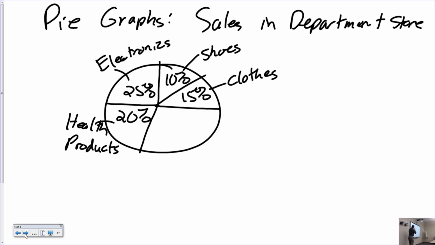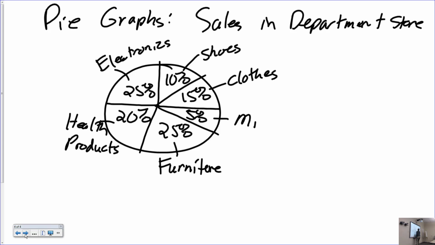We need a couple more here. Let's see. What else did I do? Furniture. Okay, furniture always is a relatively big one. So let's suppose I had 25% furniture. And then last but not least, 5% miscellaneous, right? Random stuff.